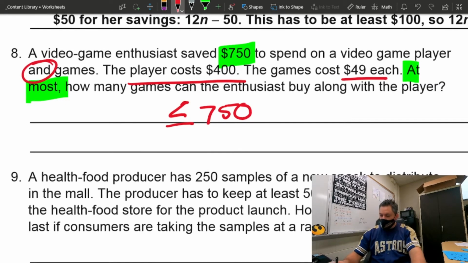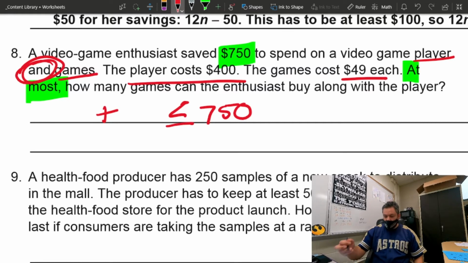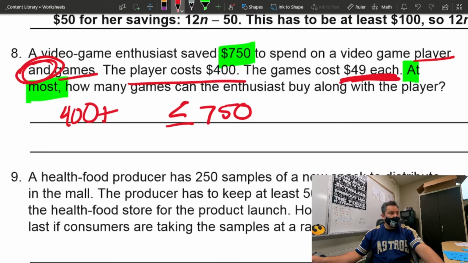Is this a keyword? Player and games. What does "and" mean? Is that a keyword for an operation? Add. Very good. So we're gonna add two things. We know that we're gonna add what? The console, 400. And what else? 49 each. So how do you write that? 49x. Very good.